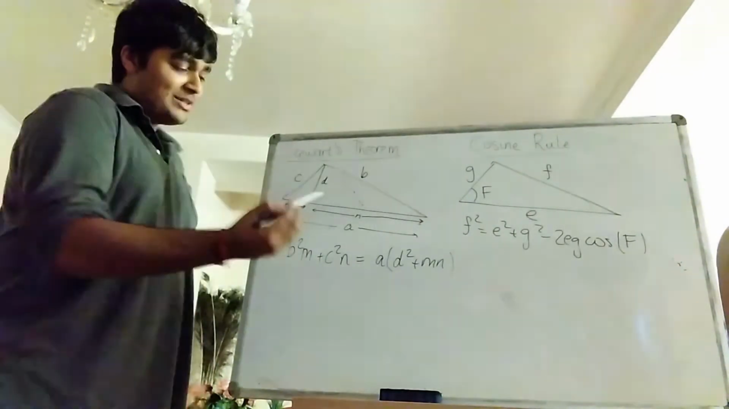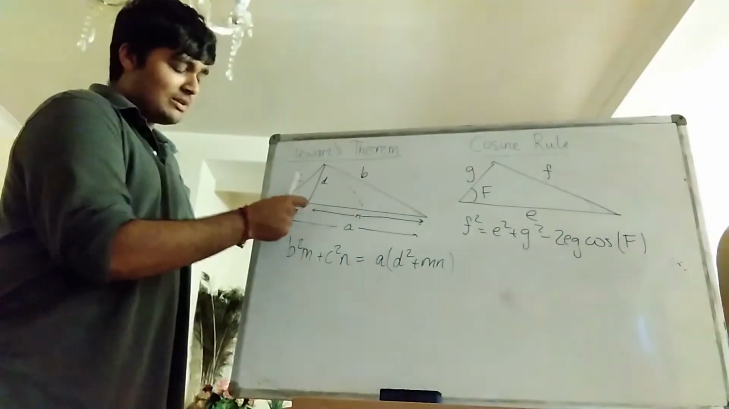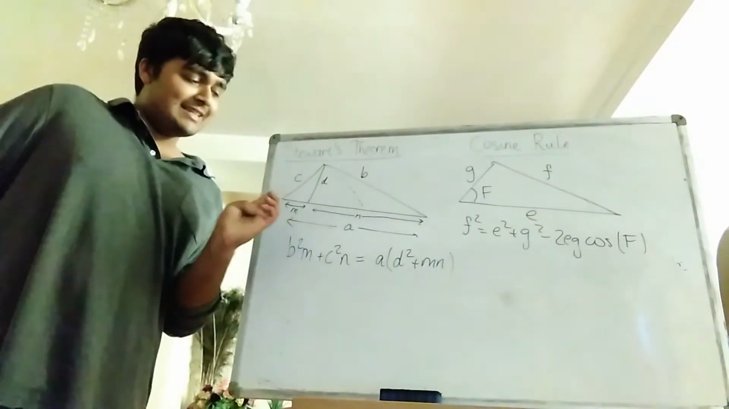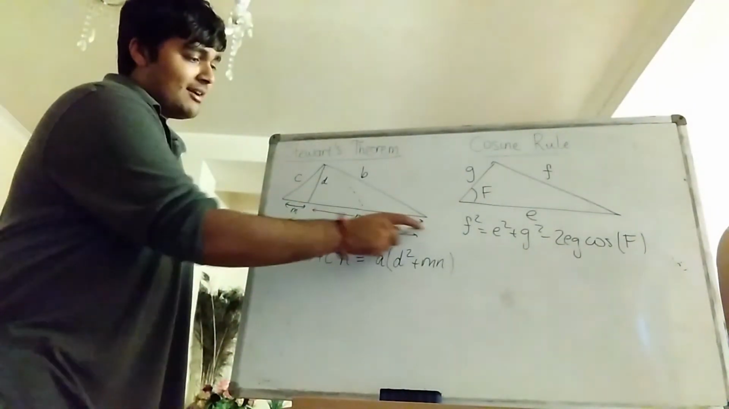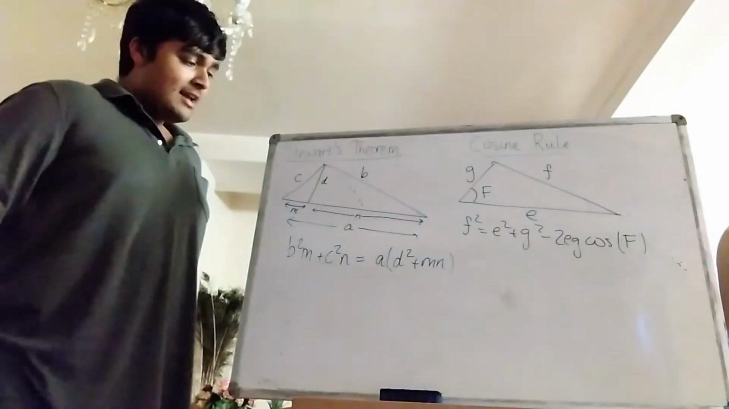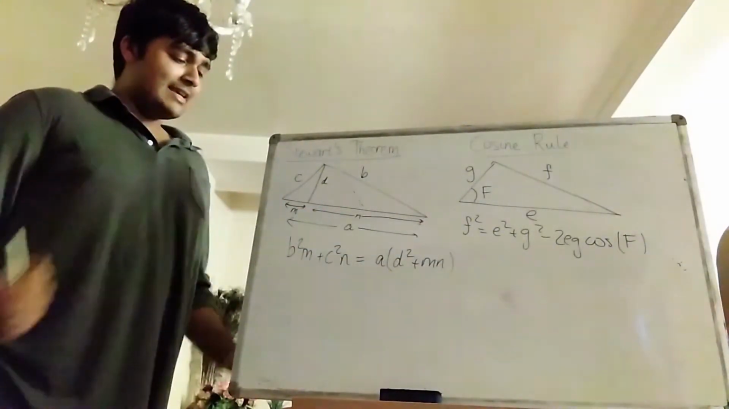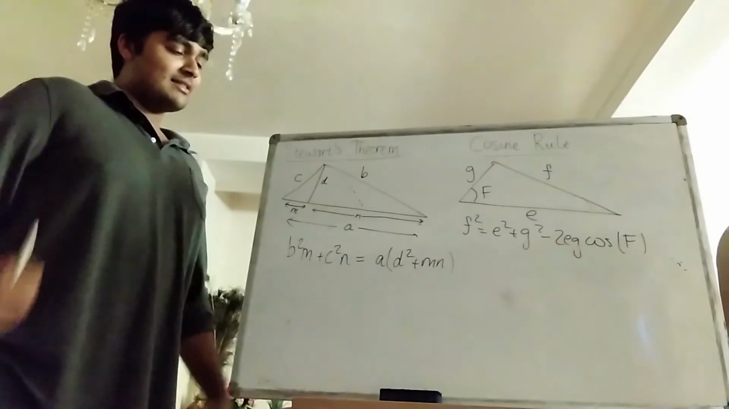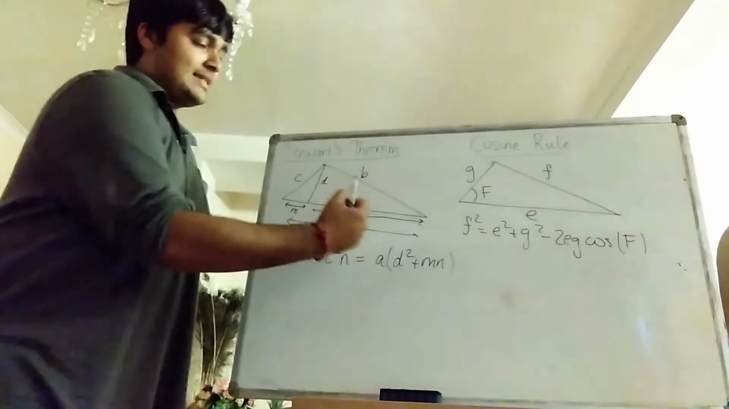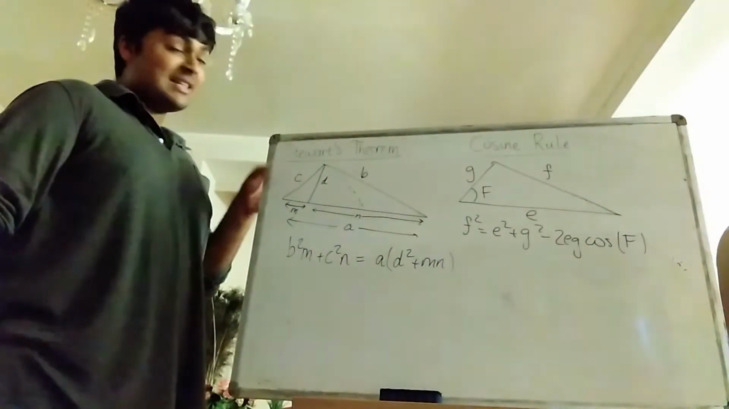Okay, then what we do is we call this bit of A here, which is next to C, little m, and then this other length here, little n. Okay, and then what we have is this equality here, b squared times n plus c squared times m equals a times (d squared plus mn). Okay, so that's Stewart's theorem.